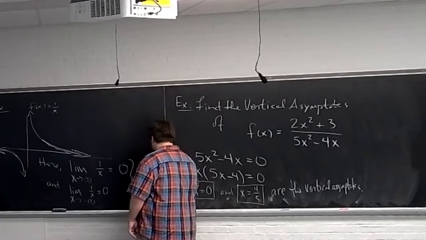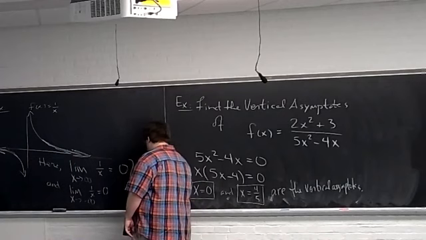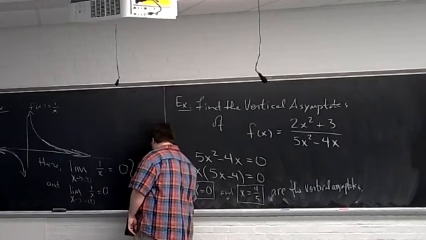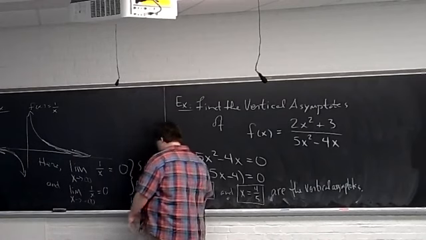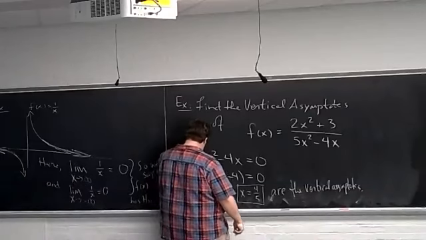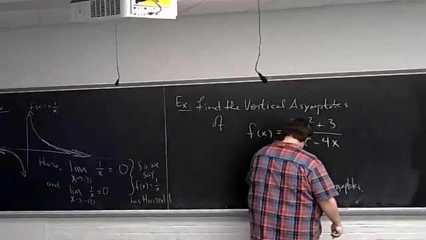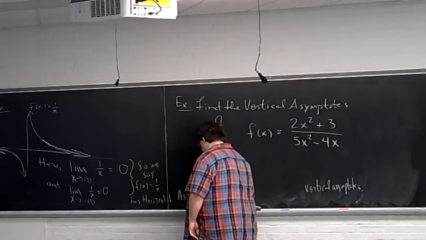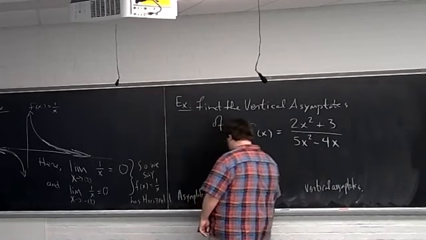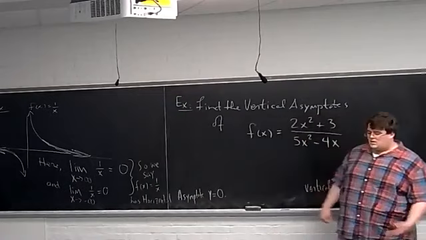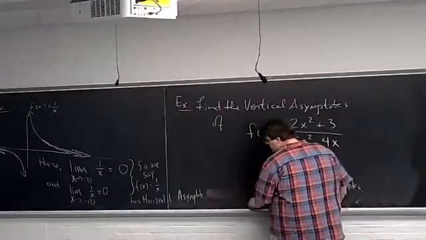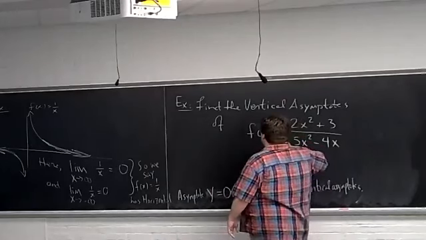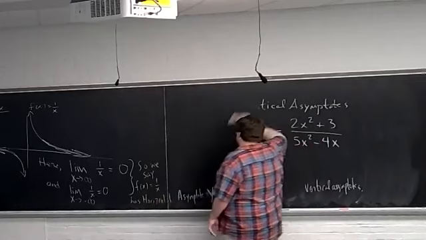From this, we can say that this curve has horizontal asymptote y equals 0. A horizontal asymptote is a horizontal line written as y equals a number. From those limit observations, we could say it has a horizontal asymptote.